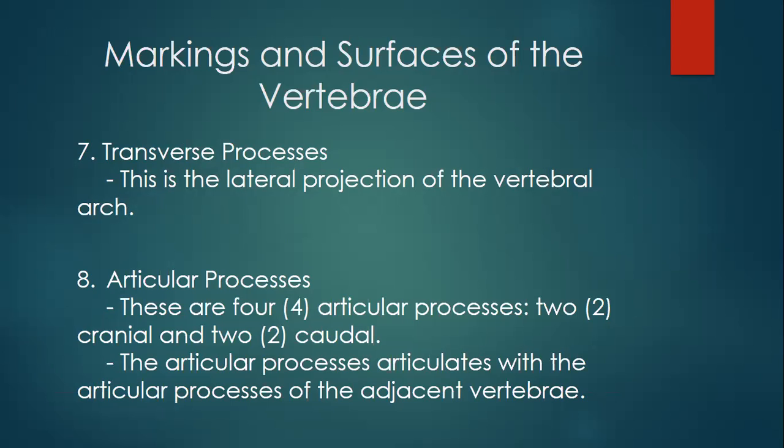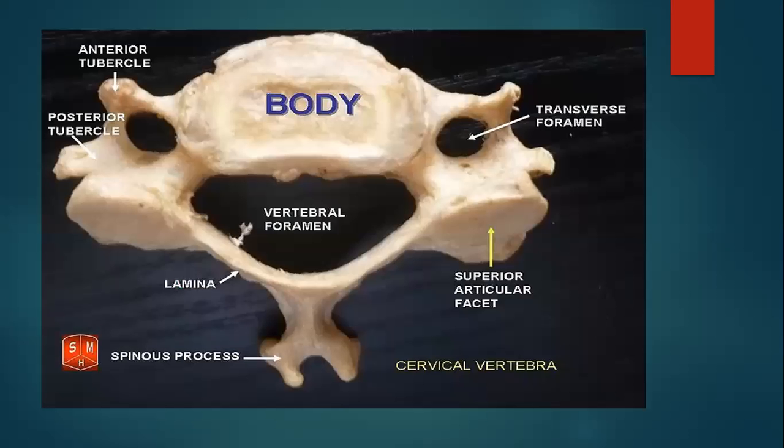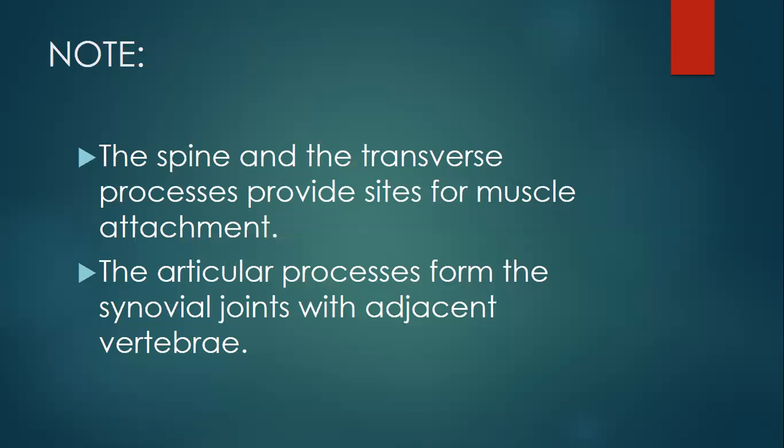Not to worry, your next laboratory exercise will be focusing on the vertebrae, the ribs, and the sternum. So this is an example of a vertebra. As you can see here, this is actually inverted. So this is the dorsal part, and this is the ventral part, and this is its body, and you have the vertebral foramen. So this is a cervical vertebra. The spine and the transverse processes provide sites for muscle attachment, and articular processes form the synovial joints with the adjacent vertebrae.